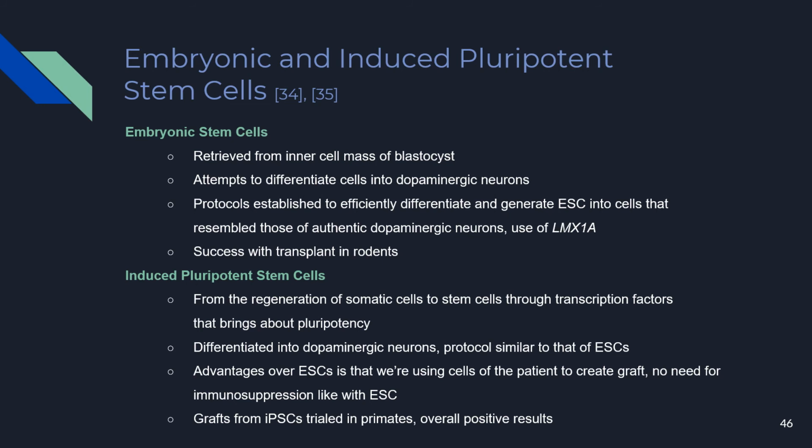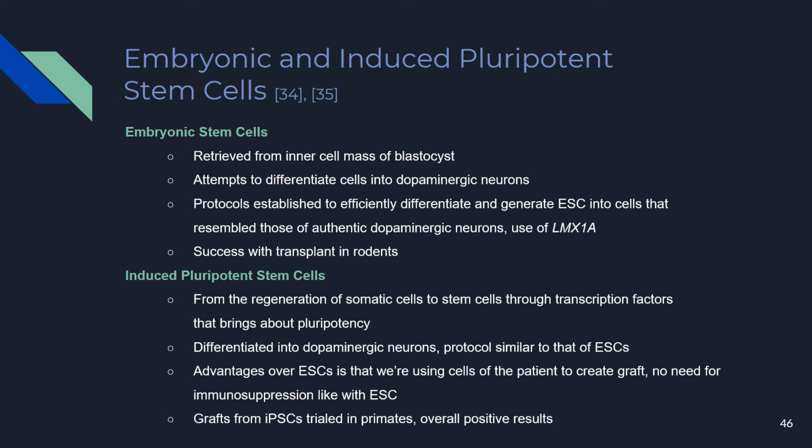After over a decade of trial and error, researchers established a protocol to efficiently differentiate and generate embryonic stem cells into cells that resemble authentic dopaminergic neurons. This protocol involves enriching the stem cells with lentiviral vectors to trigger the expression of LMX1A, which is the gene that is involved in the development of dopaminergic neurons. This method leads to the overall success of producing dopamine synthesizing cells. So far, there has been success in transplanting these cells into the brain of rodents and seeing improvement in the motor symptoms of Parkinson's.